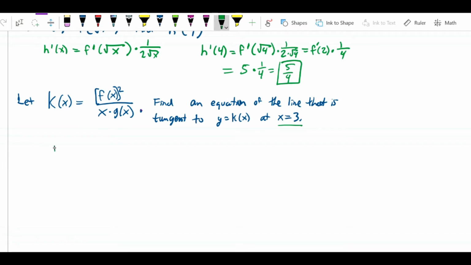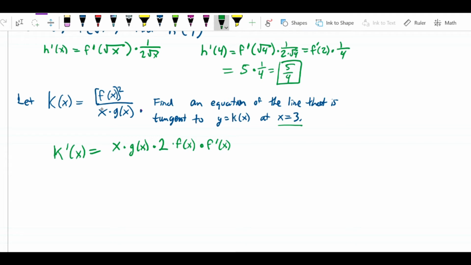So first of all, write k prime of x is equal to, I'm going to use the quotient rule, so I write the bottom function times the derivative of the top function. The top function is actually a composite function. In other words, it's the square of f of x. So the outer function is x squared, the inner function is f of x. So that's going to give us the outer function 2 times f of x, and then times the derivative of the inside, which is f prime of x.